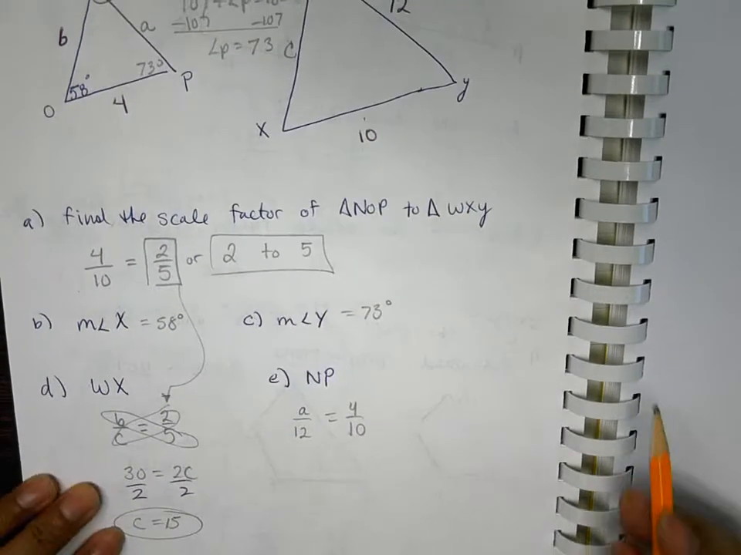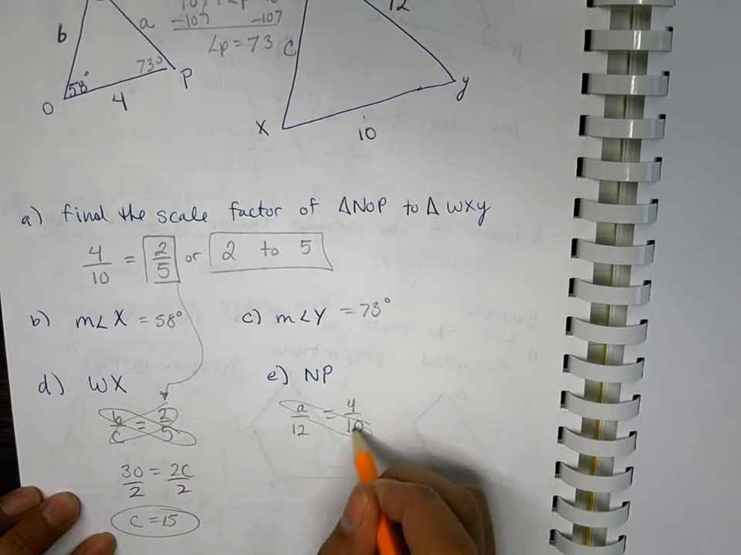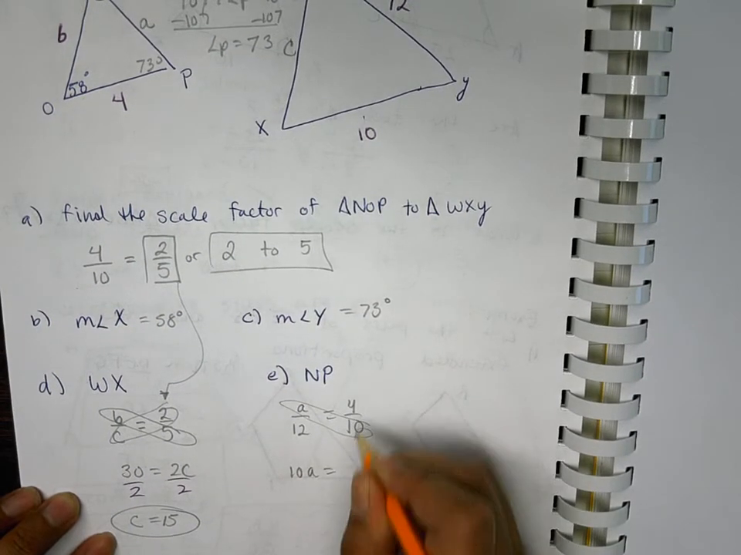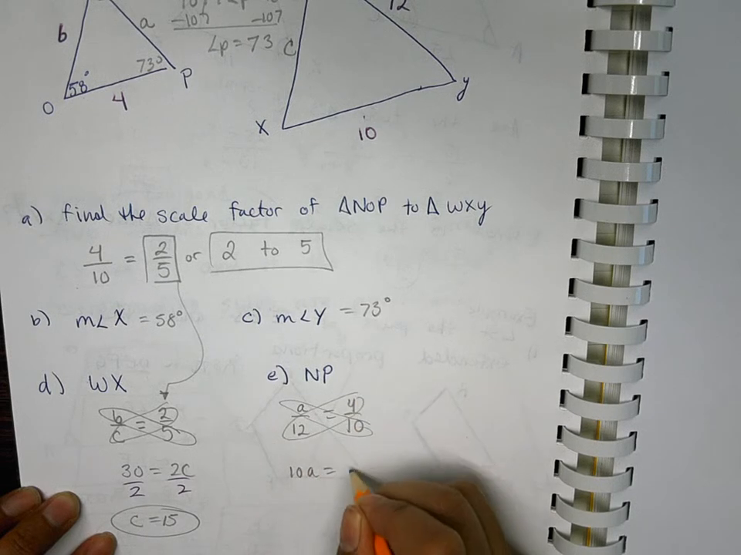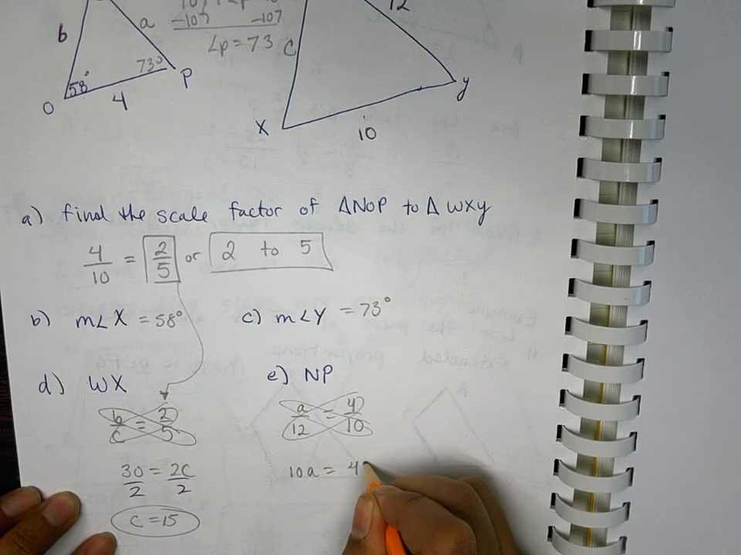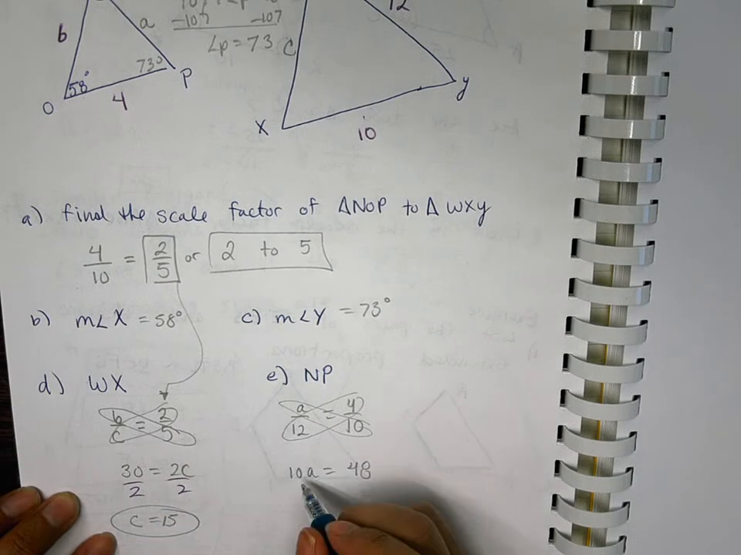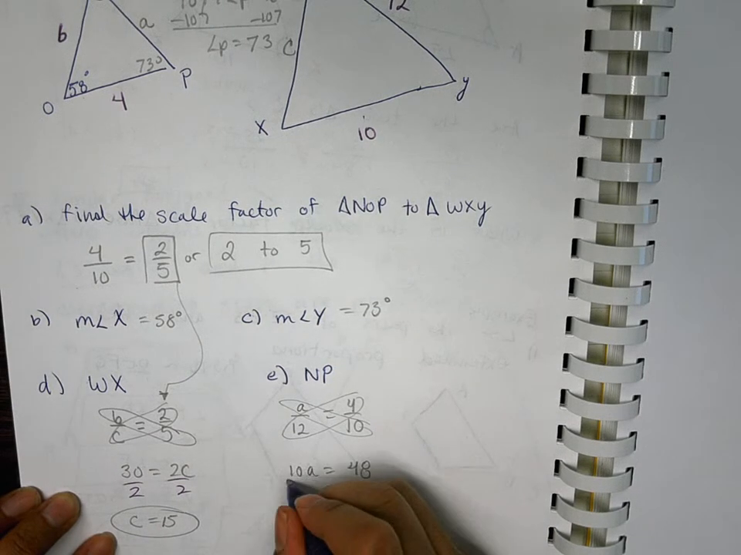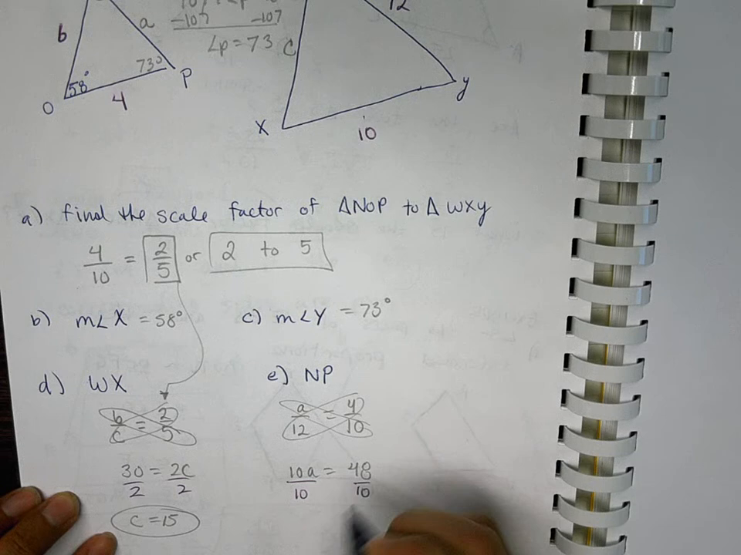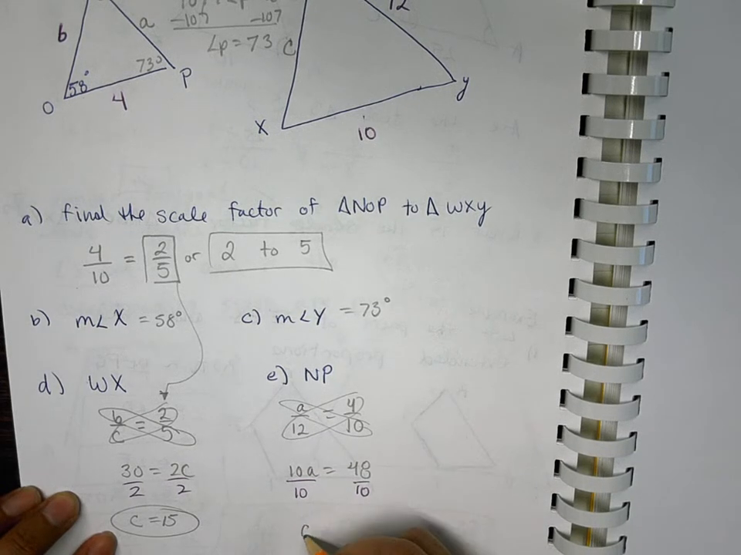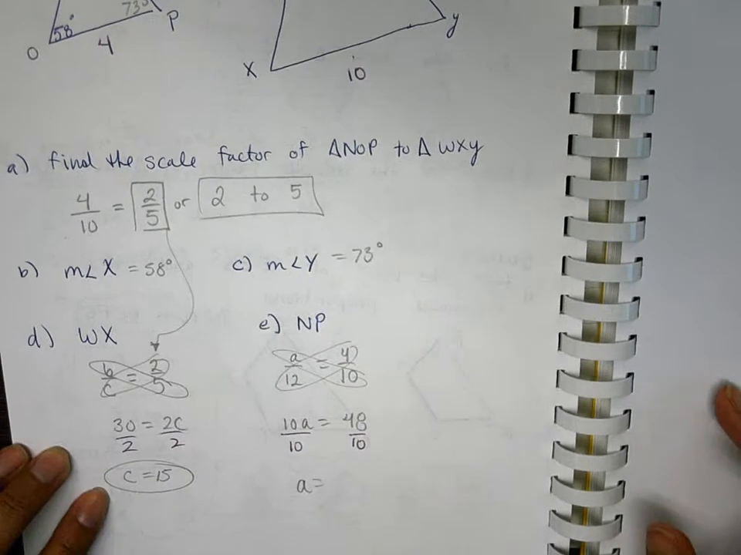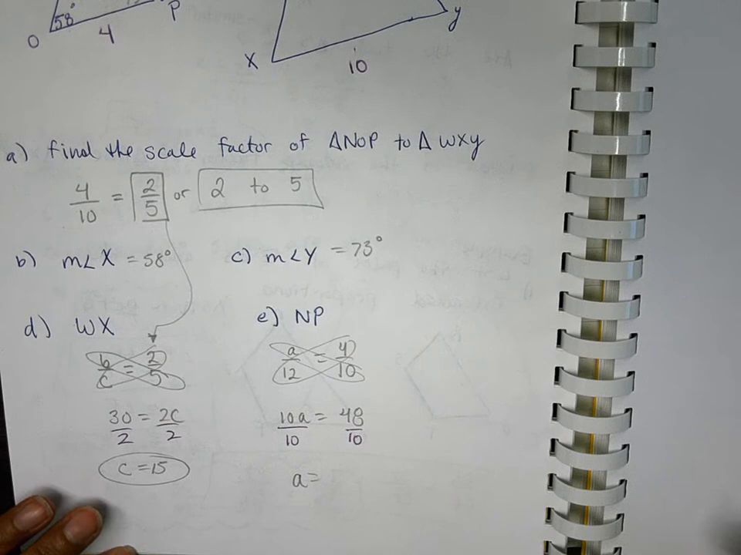What's A times 10? 10A, and 4 times 12 is 48. Divide both sides by 10. Anybody know how to divide by 10 easily? A is, you either reduce your fraction or you write it as a decimal. You choose decimal or fraction. Decimal. This is 4.8.